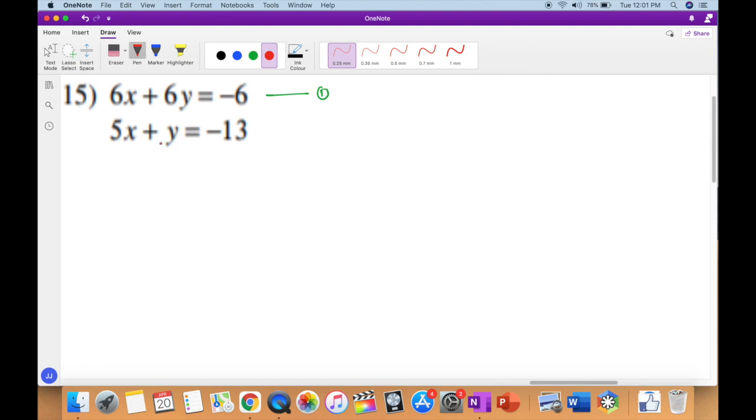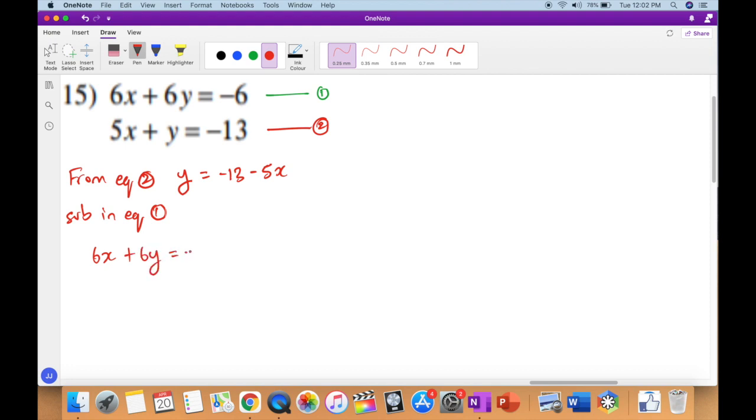I'll go with red for this one. And 5x plus y is equal to negative 13. Let's call that equation 2. So we could see again from equation 2, y equals, well, if I throw the positive 5x over, I will get negative 13 minus 5x. And of course, sub in equation 1, equation 1 being 6x plus 6y equals negative 6.